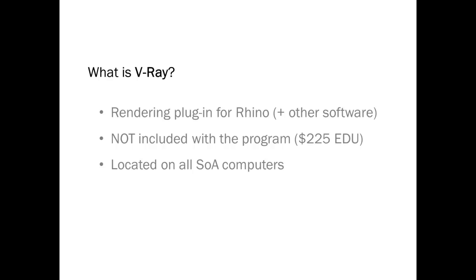It's a separate plugin that does rendering. It's not included because it's a plugin. I think if you wanted to buy it, it's really expensive. I think it's $225 last I checked. But we have it on all of our machines. So as part of your process for this course, what you can do is just save your Rhino file and then open it up on one of these machines, and you can just crank out the renderings on these machines, and you can save your laptops.